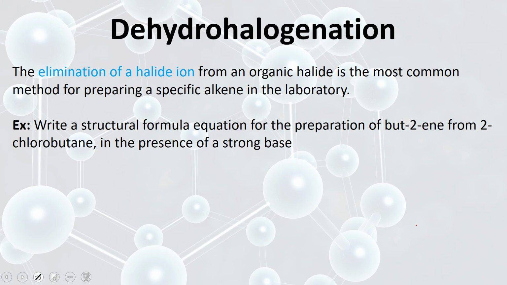All right, so let's look at an example. We can also eliminate a halide ion, which is a halogen. So here's an example. Write a structural formula equation for the preparation of butene from 2-chlorobutane in the presence of a strong base. There's a lot of things you have to look at in this question. Preparation means, if I'm preparing butene, is butene a product or a reactant? It's a product, right? So butene looks like this.